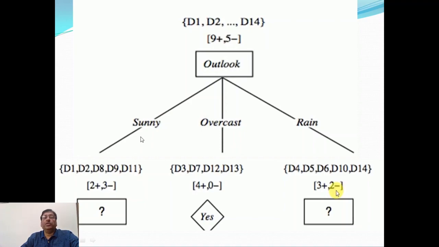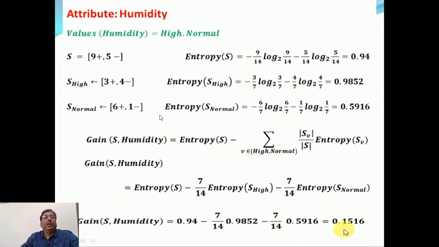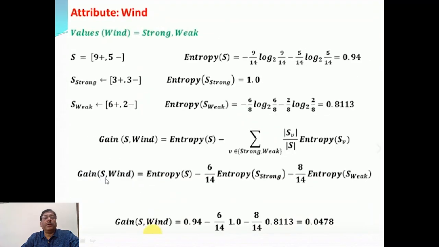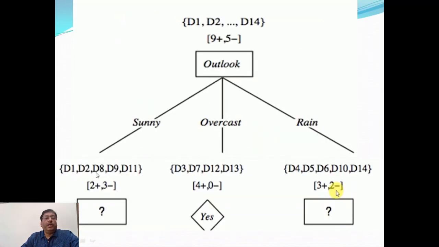So what we need to do now? Sunny appears in D1, D2, D8, D9, and D11. So 5 times it appears. So what have you written? D1, D2, D8, D9, D11. Sunny appears in these particular examples.